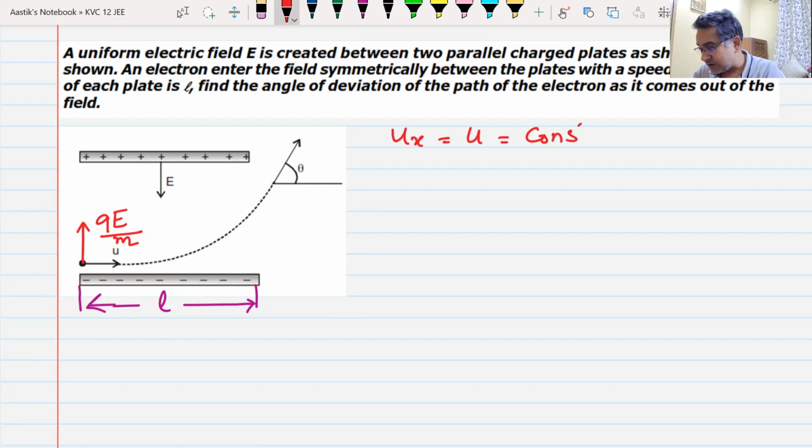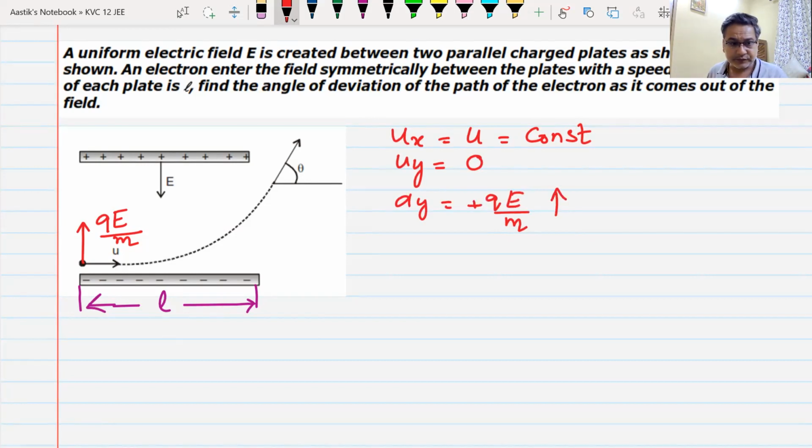Do we understand this? So if I write the equations of this body, the initial velocity along x will be u and it will be constant. This is a sort of revision of your chapter on motion in 2D, and that is the reason I was supposed to do this. All of us understand this? Yes or no? Initial velocity along y is 0. There is no y velocity. Acceleration along y will be equal to QE by m in the upward direction, so I will call it positive. Now you can answer whatever questions they are going to ask if you remember this.